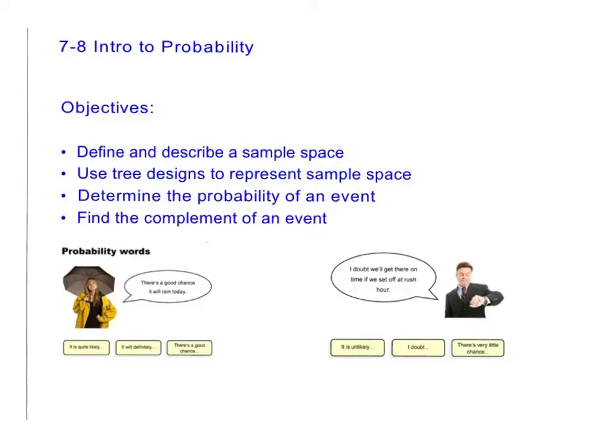These are different words. I mean, we use probability words all the time. It's quite likely, it's definitely, there's a good chance. It's unlikely, I doubt, there's very little chance. All of those are probability words.